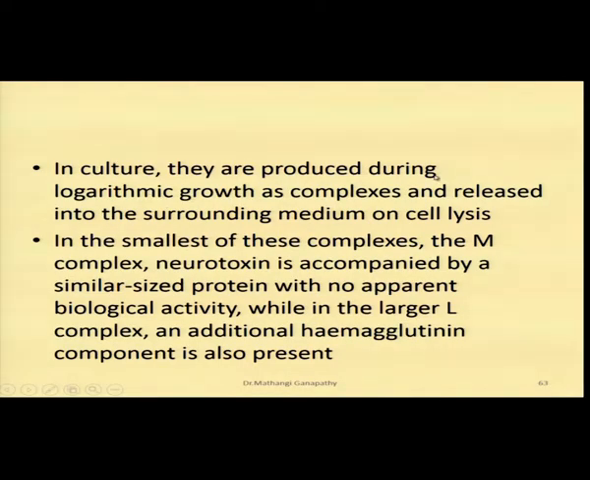In the lab culture, the botulinum toxin is produced during the logarithmic growth phase as complexes, and it is released into the surrounding medium upon cell lysis. In the smallest of these complexes produced in the lab, the M complex, the neurotoxin is accompanied by a similar sized protein with no apparent biological activity. While in the larger L complex, an additional hemagglutinin component is also present.